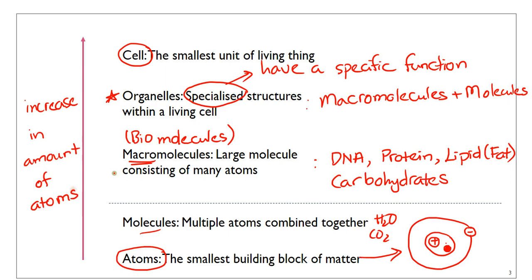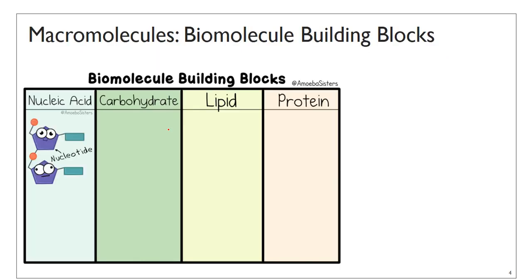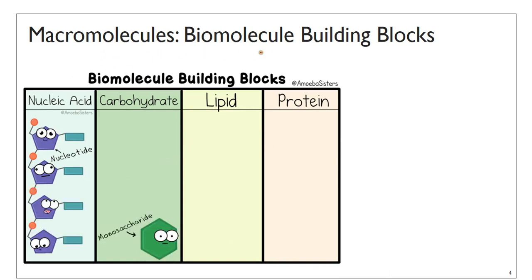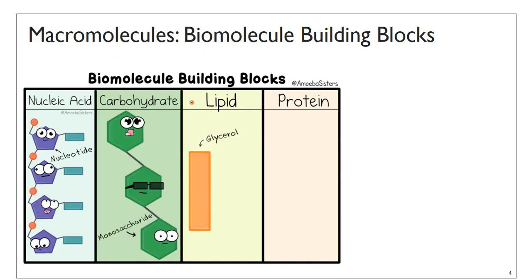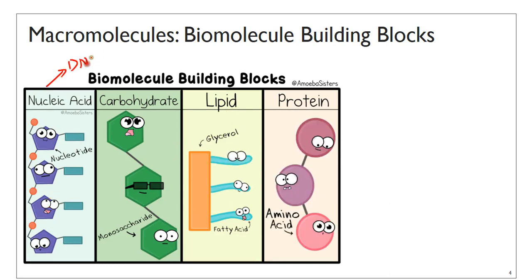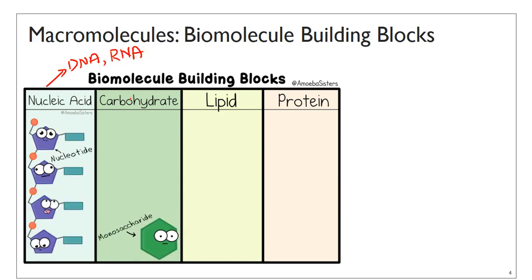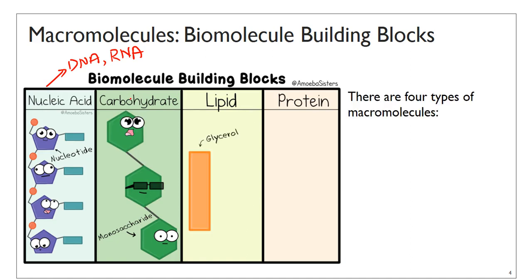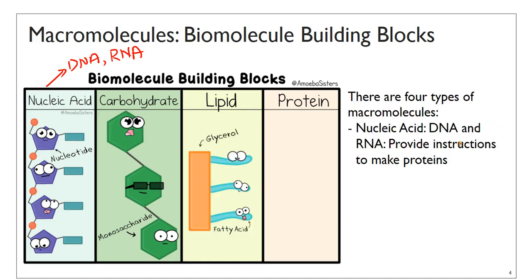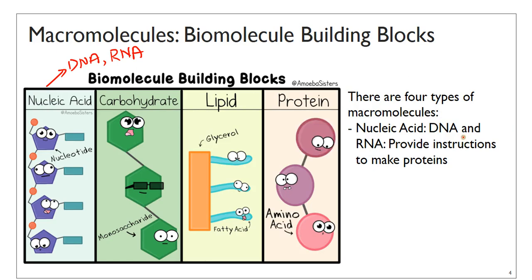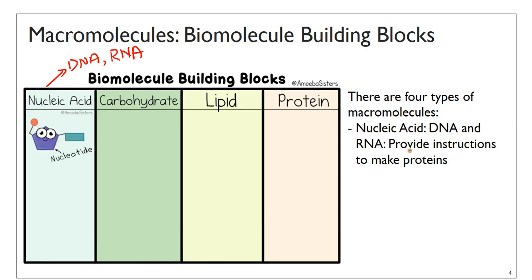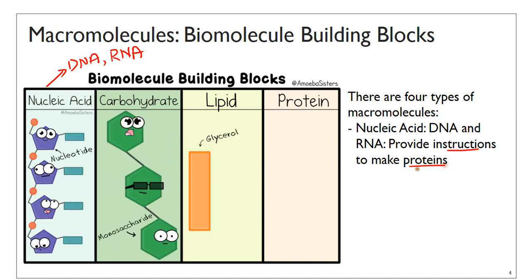I want to extend this classification further, and I'm going to use cell as a starting point. But before that, let's just talk about the macromolecules or the biomolecules building blocks. So there are four types: nucleic acid. Now this is your DNA and your RNA. I don't know whether you have heard of RNA, but we'll talk about RNA in a future lesson. So nucleic acids, DNA and RNA, they are the genetic materials. I'm sure you have heard of it. And the main function of DNA and RNA is to provide instructions to make proteins.